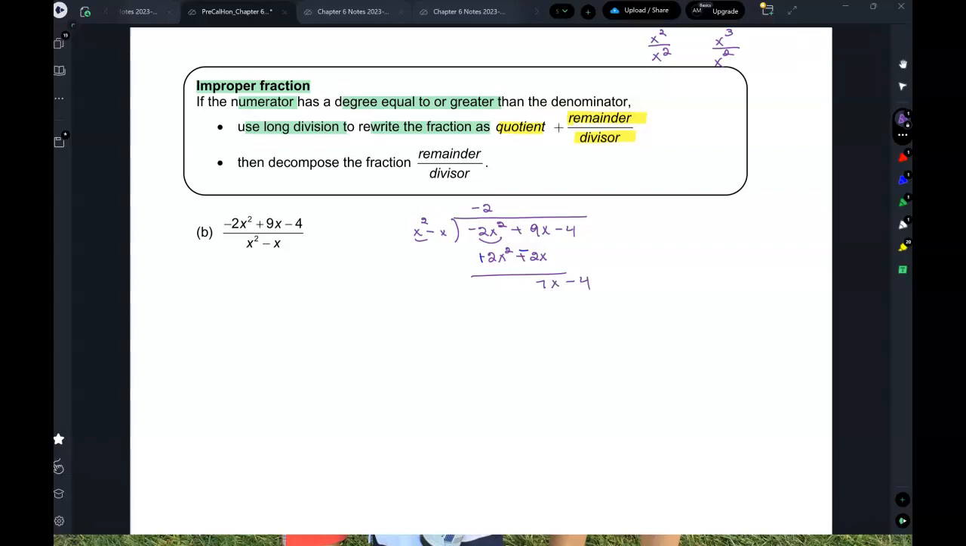It's not going to take too many steps. Usually one step is all it takes, one or two steps at the most. You know you're done when this remainder has a lower degree than the divisor.